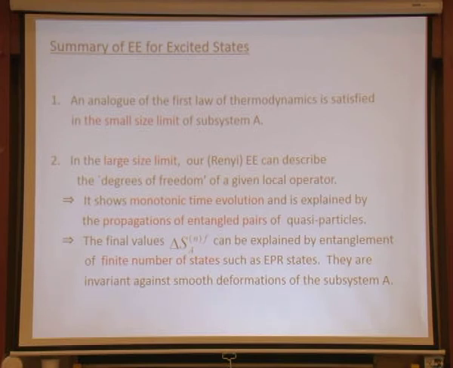So this might be an interesting quantity, which is orthogonal to other quantities characterizing an operator, like conformal dimension or charges and so on. We showed this is a monotonic time evolution, and this can be understood from the viewpoint of propagation of entangled pairs of quasi-particles. In the end, the final value of the entropy increment is explained by a finite number of states. Quantum field theory includes an infinite number of states, but the result is explained by a finite number of states, such as an EPR state or more complicated states. And they are invariant against smooth deformation of the subsystem. Okay, so that is all of my talk about excited states.